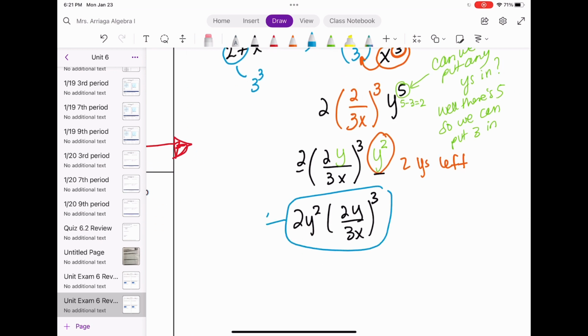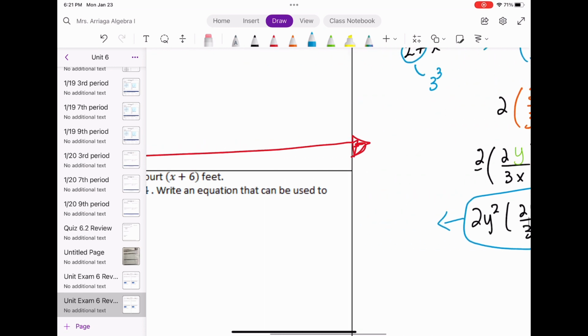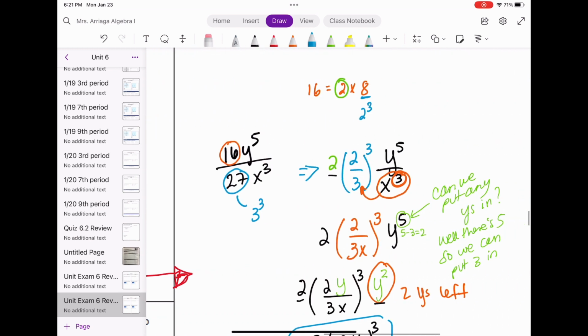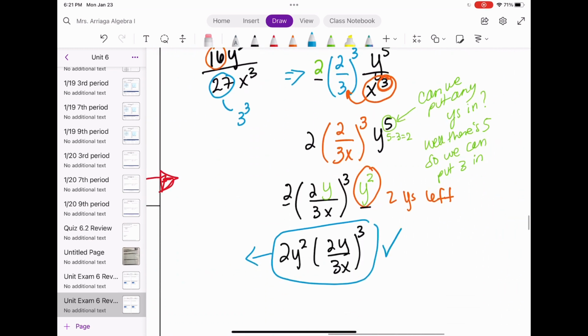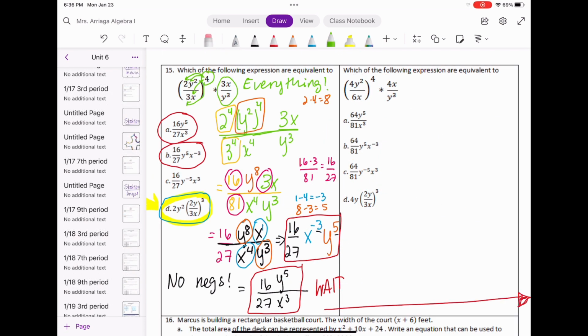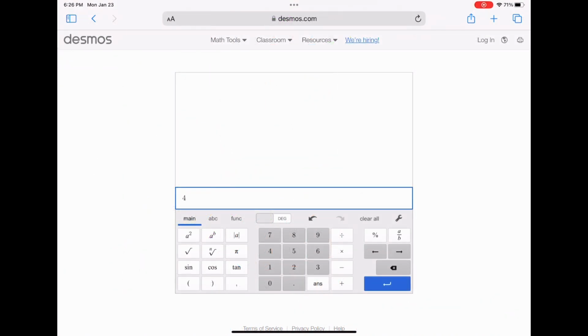I suggest, guys, if you are allowed a calculator during this time, plug in. Make sure that you're not leaving any answer behind, that you're checking everything before you continue to the next question. Always check. Now, for the next question, I'm gonna plug it in and show you how I plug it in just to see which ones are my answers and which ones aren't my answers.